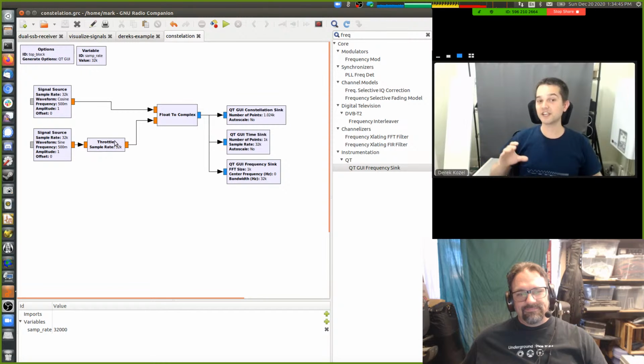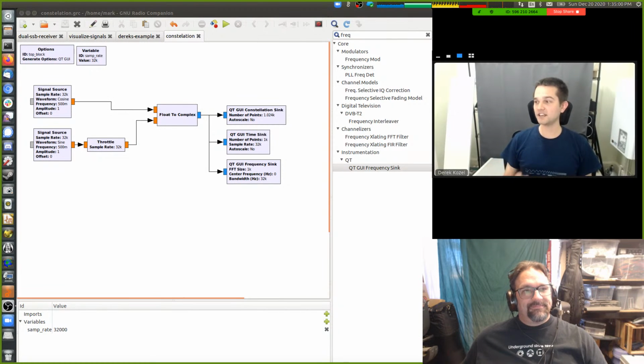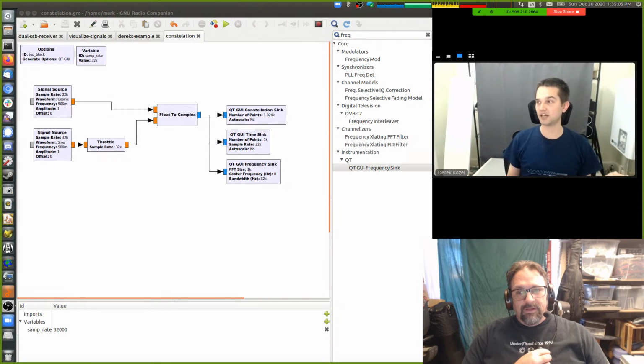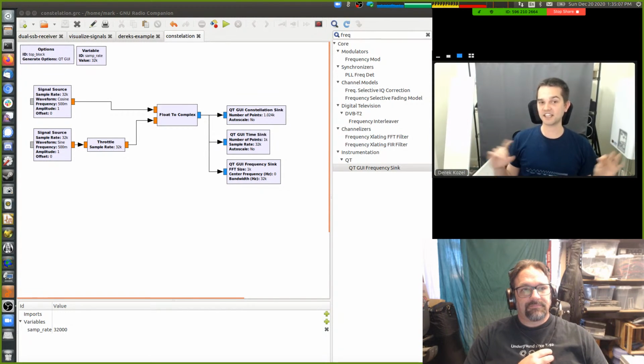So the trick here is that the float to complex block cannot operate until both of the signal sources have supplied at least one sample at its input. So that aligns them. And yes, Frank, this is why you only need one throttle block for the entire connected set of blocks. Because in the end, it'll be the weakest link. What am I trying to say? The slowest link.